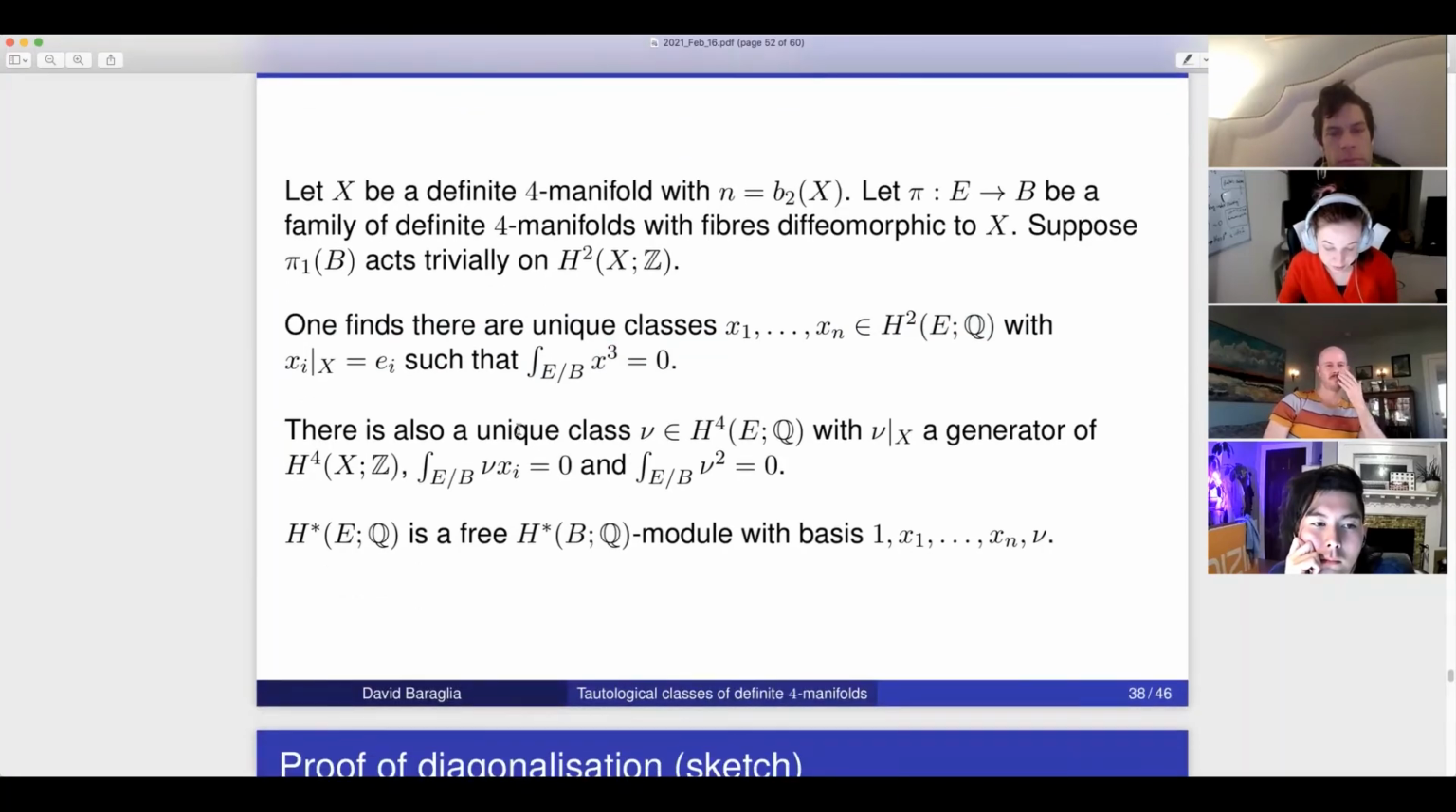And then you can also have a class nu, which is like a volume, a fiber-wise volume. These two conditions here are just normalization conditions that make it unique. Then the cohomology of E turns out, by a simple spectral sequence argument, to be a free module over the cohomology of the base with basis 1, x1 up to xn, and mu.